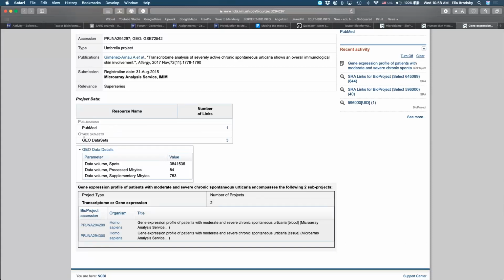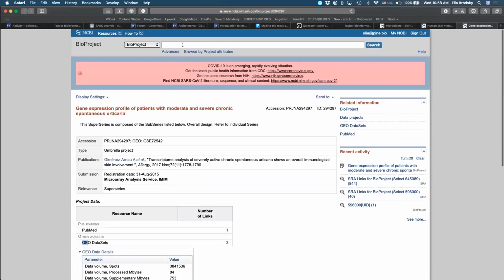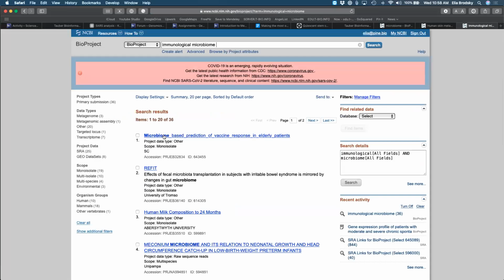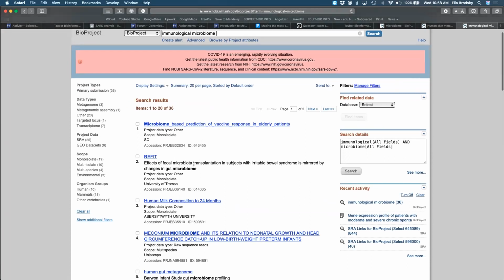So unfortunately, Parimala, this is still gene expression. This is not microbiome. Okay, so you want to include maybe microbiome. If you're interested in, let's say, immunological skin, or I don't know what your topic is, but whatever your topic is, let's say immunological microbiome, you want to search for that. Microbiome-based prediction of vaccine response in elderly patients. Very interesting. Fecal microbiota transplantation in subjects with irritable bowel syndrome, okay, mirrored by changes in gut microbiome.